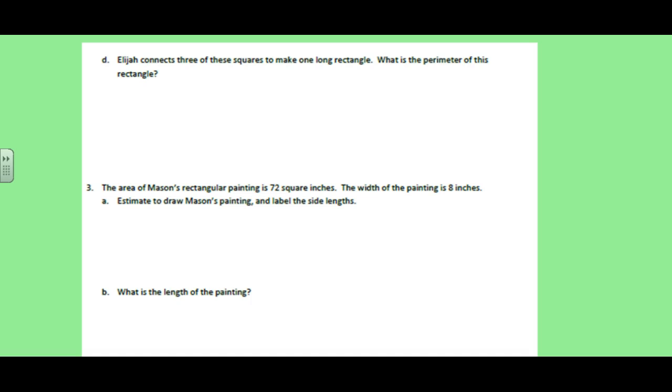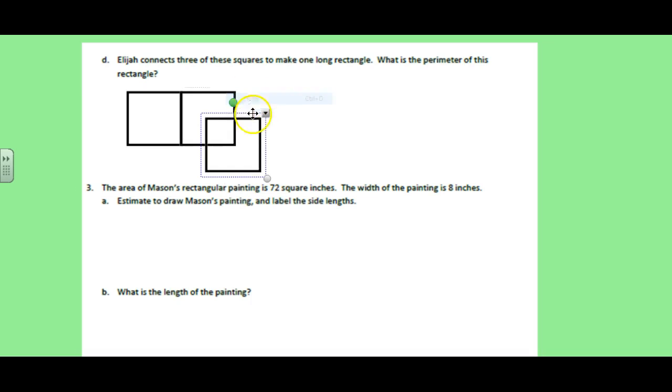Now we're ready to move on to the back, and this is part D. So this actually is going to go with the problem that we just did for Elijah's square. So the question says Elijah connects 3 of these squares to make one long rectangle. So what is the perimeter of this rectangle? So what we're going to do right now is we're going to draw 3 different squares together that would make a long rectangle, and they're going to have the side lengths of the one that Elijah had on number 2, and we knew that one of the side lengths was 8 centimeters. So you should have 3 squares just like this connected on your paper.